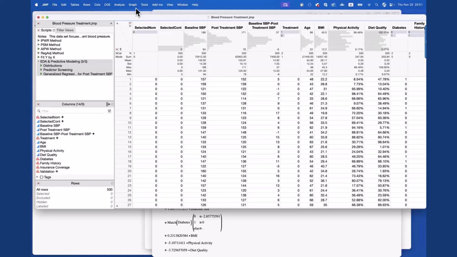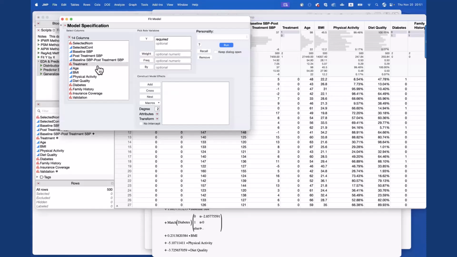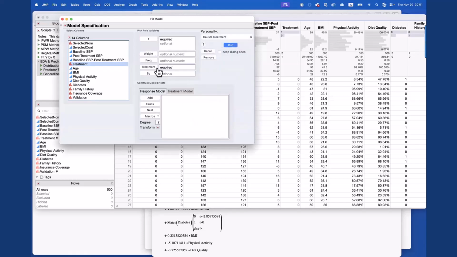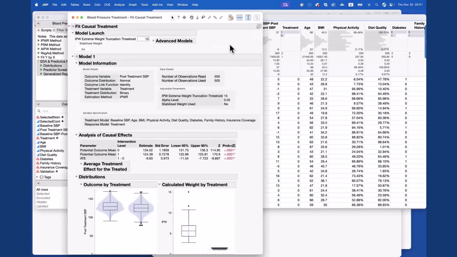Well, now it's pretty easy to find out, is there causality? I can come to the fit model platform, and at the bottom here, causal treatment, put my treatment in the treatment category. I'm going to model the post-treatment systolic blood pressure. And then things that are confounders, I'm just going to put in here. So certainly the baseline blood pressure is a confounder, along with all these other guys here. Those are potential confounders.